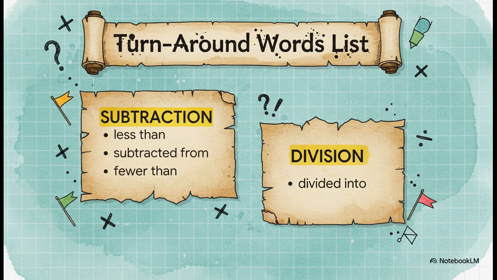And here they are. This is it. This is the entire secret list you need to know. For subtraction, you're on the lookout for less than, subtracted from, and fewer than. And for division, it's just 1, divided into. Seriously, that's the whole list. If you can spot these specific phrases, you'll know instantly that it's time to reverse the order.